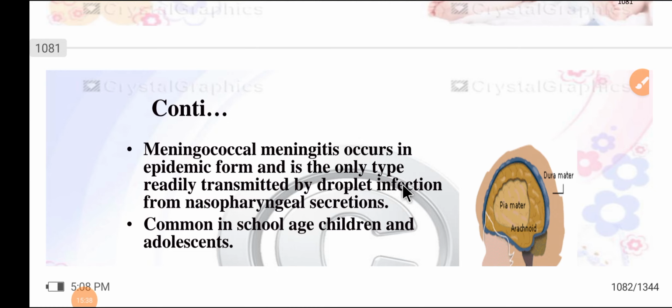Meningococcal meningitis occurs in epidemic form and is the only type readily transmitted by droplet infection from nasopharyngeal secretions, common in school-age children and adolescents.